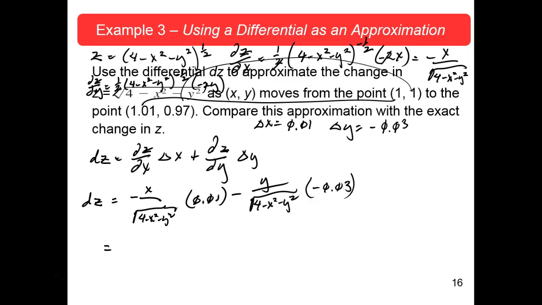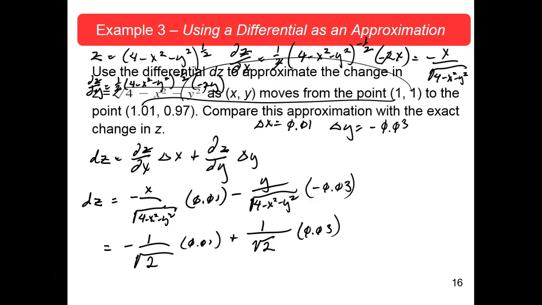z change there? Now what we do is plug in the original values, 1, 1. That's going to be a minus 1 over the square root of 4 minus 1 minus 1, which is the square root of 2, right? Times 0.01. And you've got a minus, which is going to be a plus 1 over, same thing, square root of 2, times 0.03. I've already taken care of the minus sign, but we still have the number there.